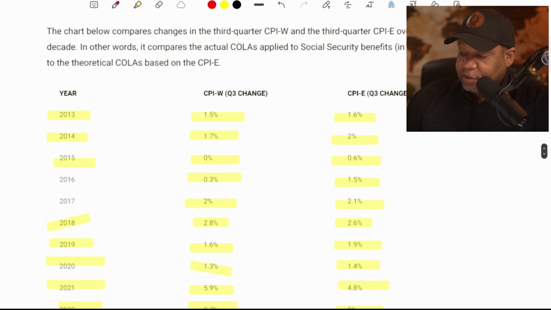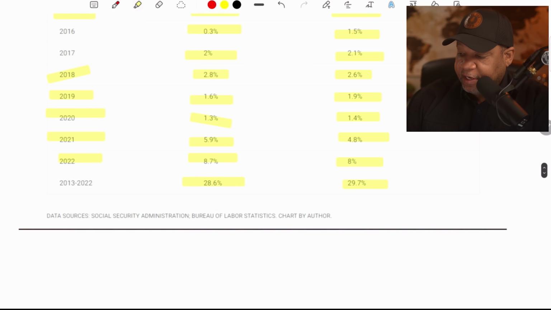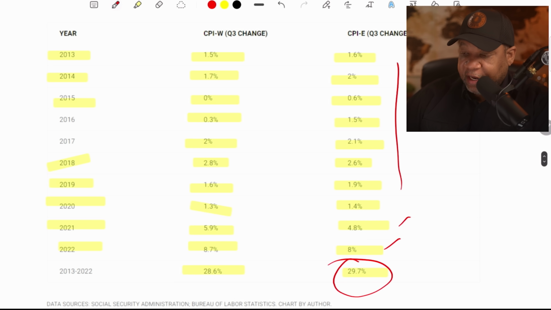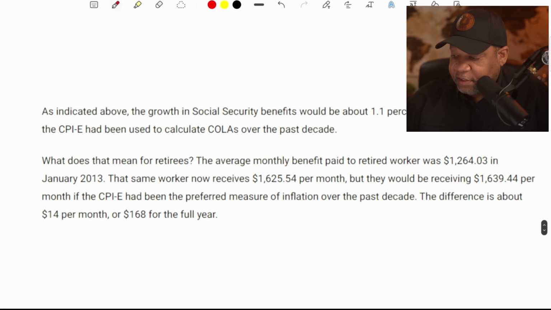Now, over this whole span of 10 years, you still see an increase if you calculated COLA using the CPIE. It would have been 29.7%, when in actuality, COLA was 28.6%. Okay, so you would have seen an increase here, which I think is important for us to note, even though in these last 2 years, the COLA increase, if you use the CPIE, would have been smaller. Over time, you would have seen that increase. So when it comes to the amount of an increase, overall, they're saying 1.1% increase.